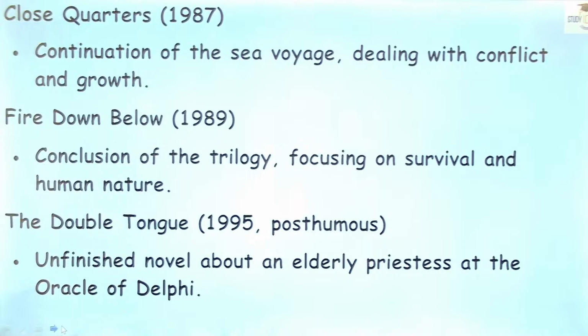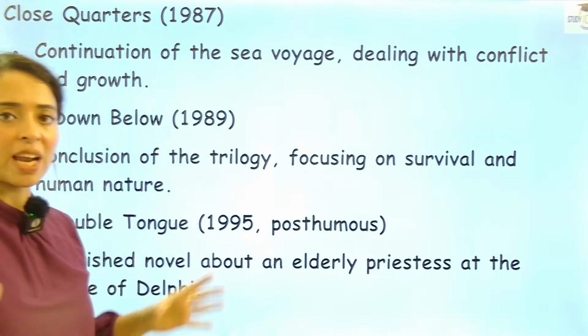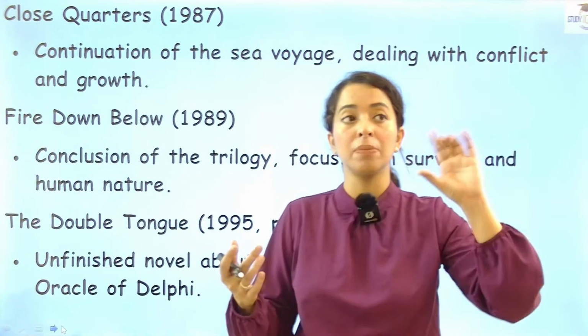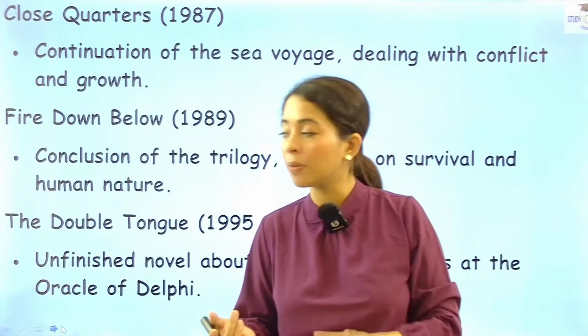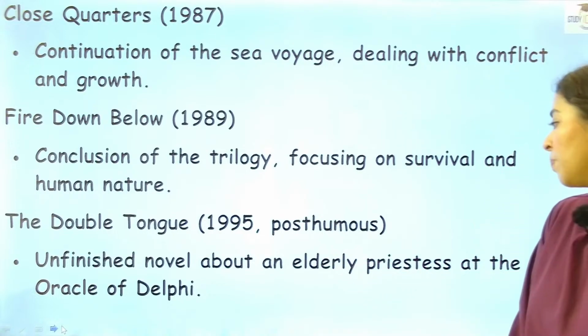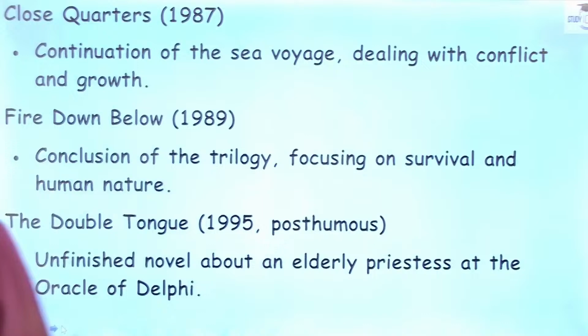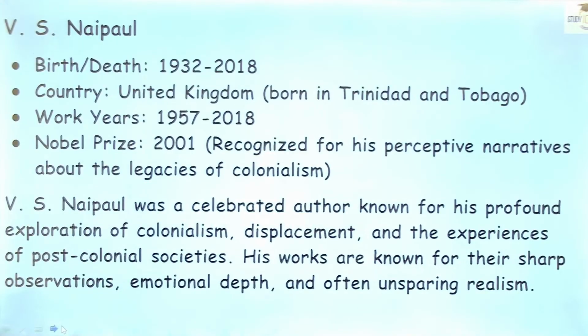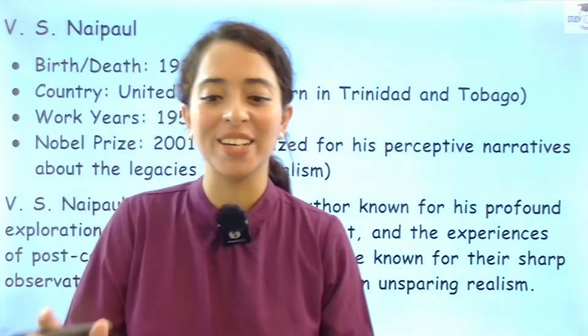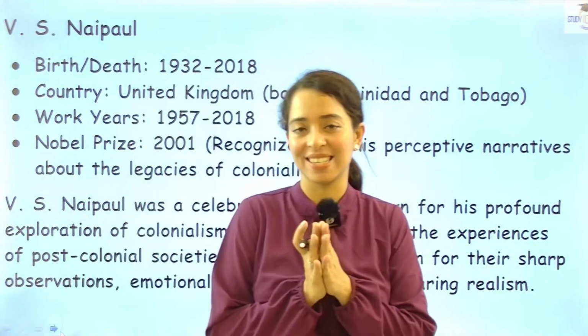Close Quarters क्या है? It's a continuation of the Sea Voyage, and Fire Down Below is 1989, conclusion of the trilogy. Okay, so ये जो 3 trilogy हैं, इससे question आ सकता है that you know what are the 3 trilogies. Okay, या trilogy कौन सी पहले थी, second, third. Okay, The Double Tongue, 1995, it's an unfinished novel about an elderly priestess at the Oracle of Delphi. Then you have, okay, इसका मैंने I think mnemonic नहीं बनाया है, sorry guys, इसका मैंने mnemonic नहीं बनाया. I promise I will give you a mnemonic for William Golding. This is something I missed.